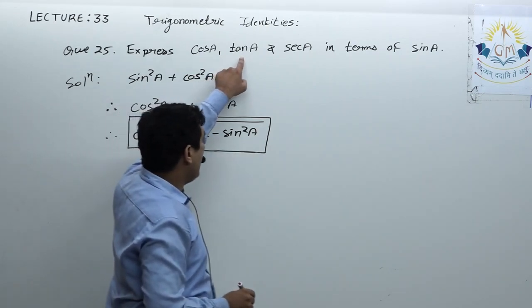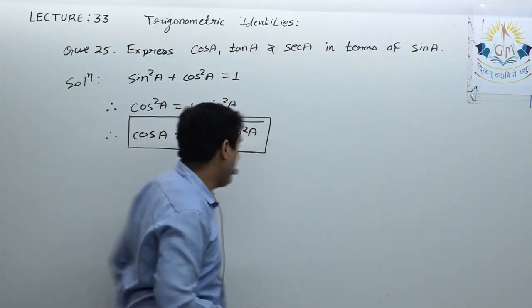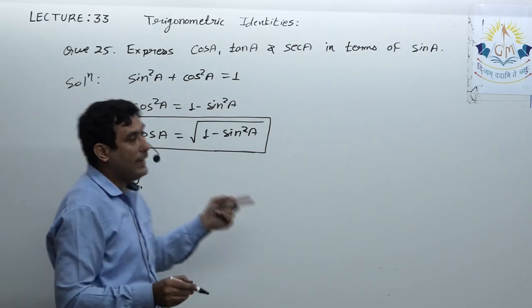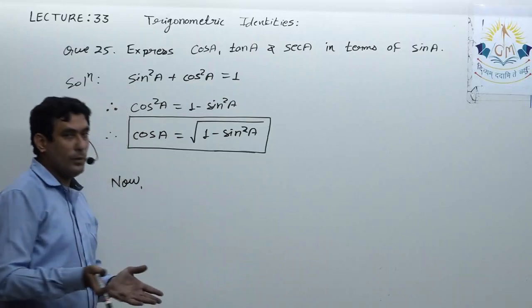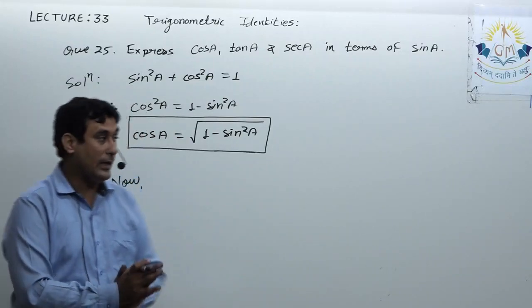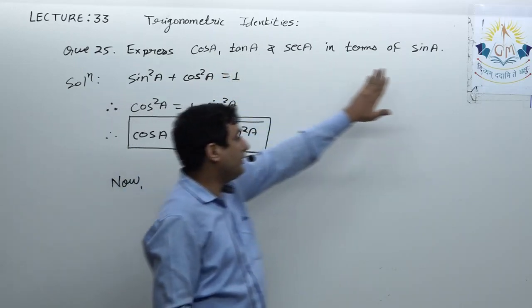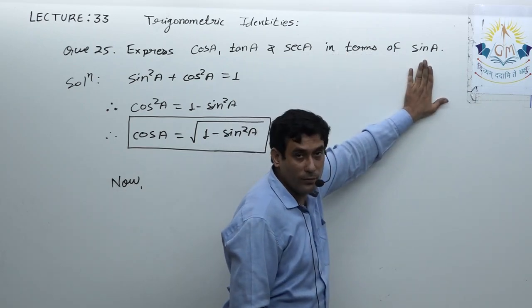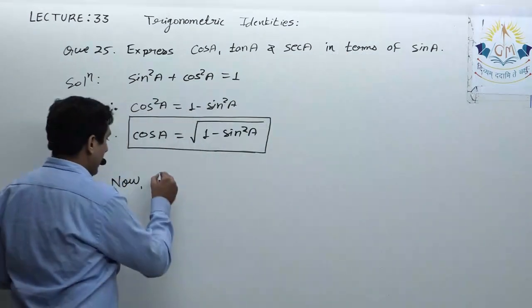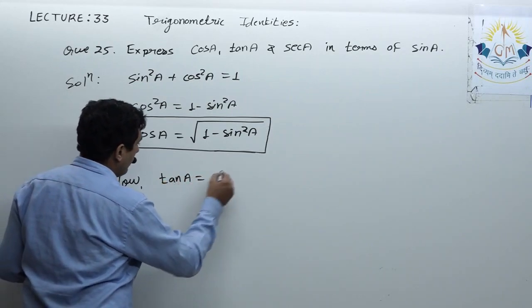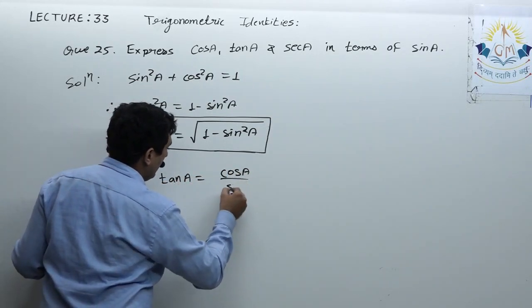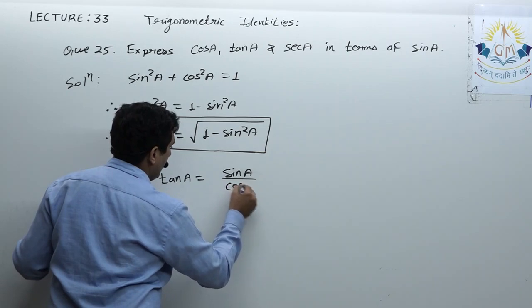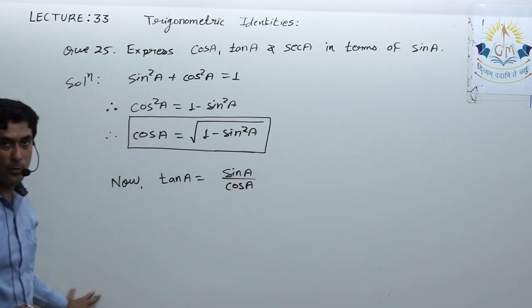Now I have to write tan a in terms of sine a. So for that I have to find a relation between tan and sine. If it is possible to find a relation between tan and sine, well and fine. If you are not able to find a relation between tan and sine, then you must be able to find a relation between tan and the reciprocal of sine, that is cosec. So here I can say tan a is equal to sine a upon cos a.